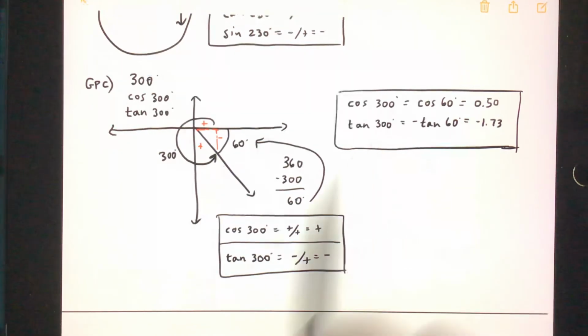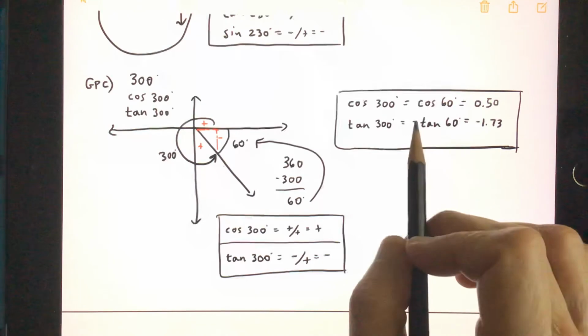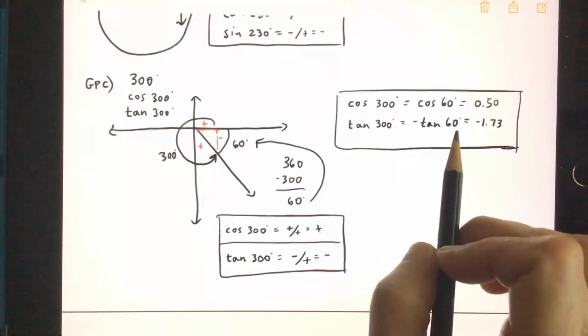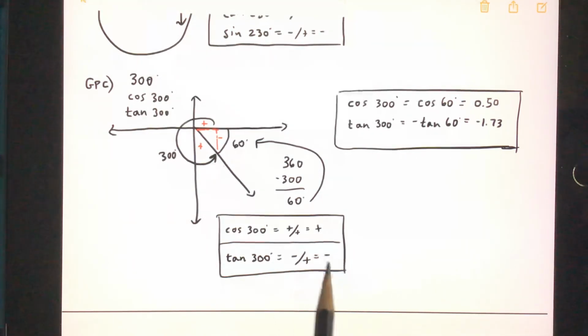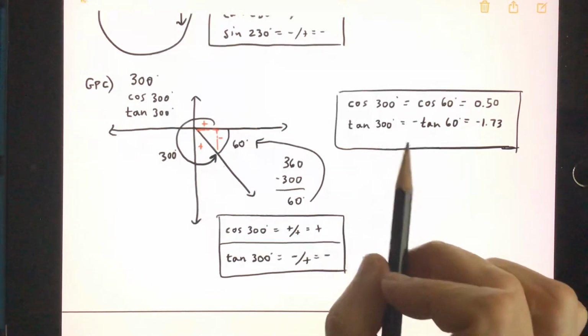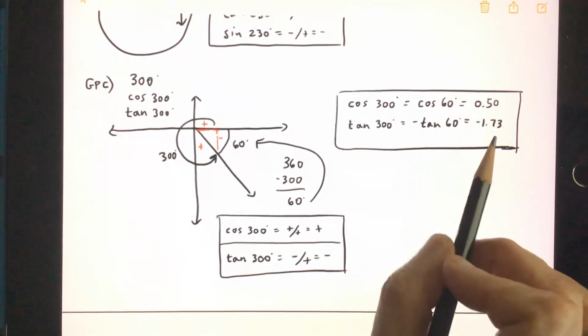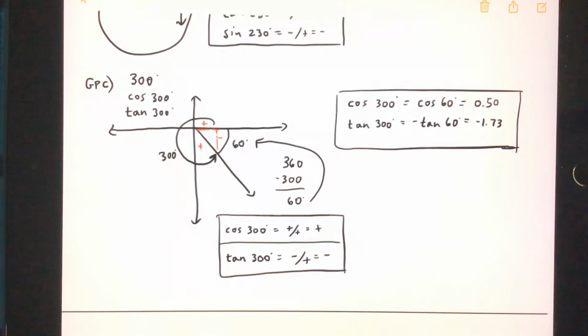Tangent of 300 degrees is going to be exactly the same thing as negative tangent of our reference angle, 60 degrees. Remember, we established down here that we're going to have to attach a negative to our reference angle to end up with the correct sign value on our answer. If you plug in tangent of 300 degrees to your calculator or negative tangent of 60 degrees, either way, you're going to get, rounded off to the nearest hundredth, negative 1.73.